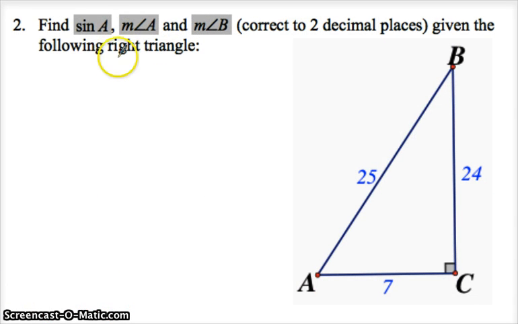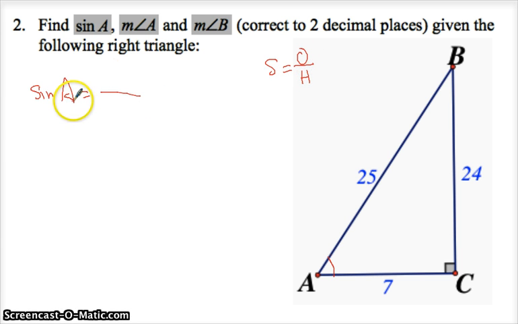Okay. Find sine of A, find measure angle A, and find measure angle B. So it looks like we're concerned with angle A when we find the sine of A and when we find measure of angle A. All right, the sine of angle A we already know from SOHCAHTOA back here a little bit: sine equals opposite over hypotenuse.